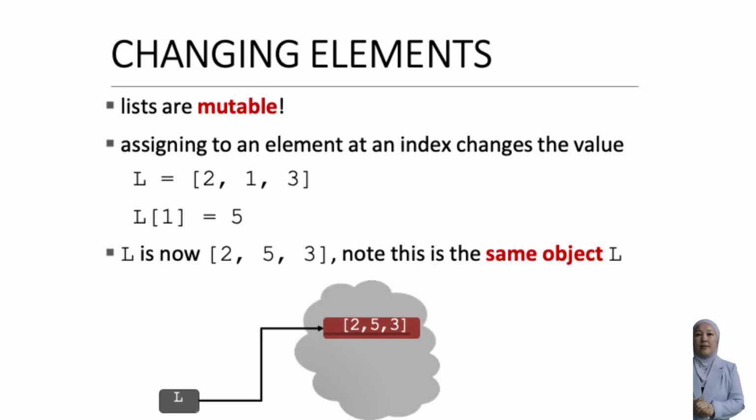This is where lists come alive: mutability. You can assign a new value to a specific index. If L = [2, 1, 3], then L[1] = 5 changes the list in place. L is now [2, 5, 3]. It's the same list object in memory, but its internal state has changed. There is no need to create a new list. This is a fundamental distinction from tuples and strings. Mutability allows for efficient updates but introduces new complexities, as we'll see with aliasing.